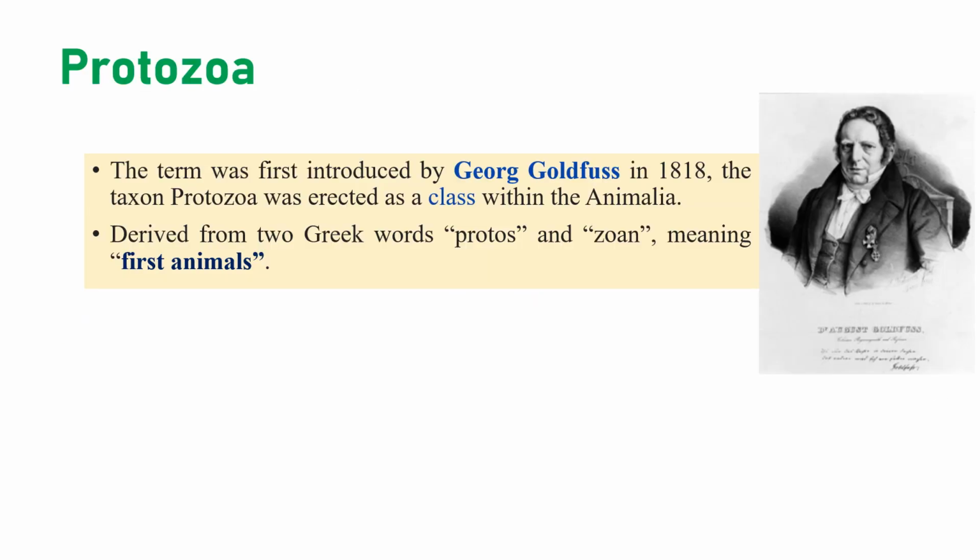The Protozoa was actually introduced by George Goldfuss in 1818, and the taxon Protozoa was erected as a class within the Animalia. Later it was divided separately. Protozoa is derived from two Greek words, protos and zoon, which means first animal. This is believed to be the first animal that originated on the planet.